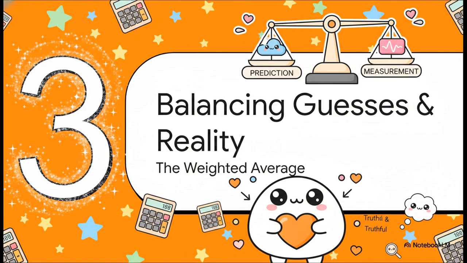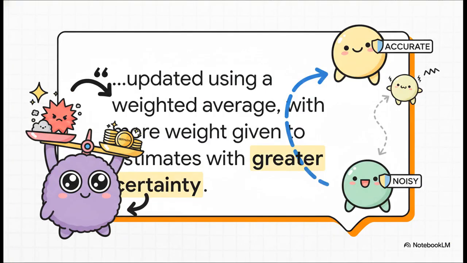How does the filter decide how much to listen to its own prediction versus how much to listen to that new, noisy measurement? This is where the real elegance is. The secret is a weighted average. The filter is smart. It doesn't just blindly average the two. It weighs them based on how certain it is about each one.